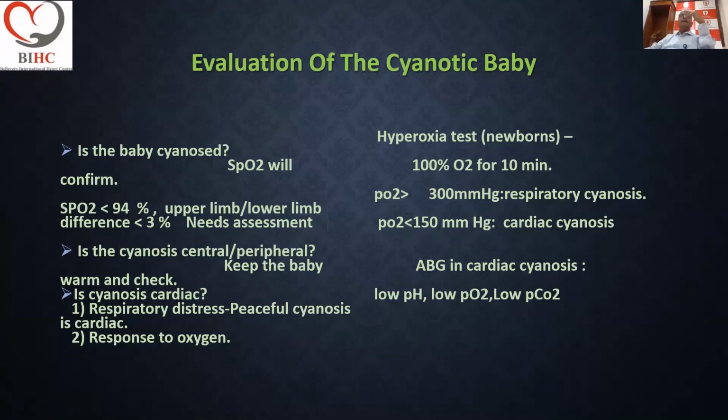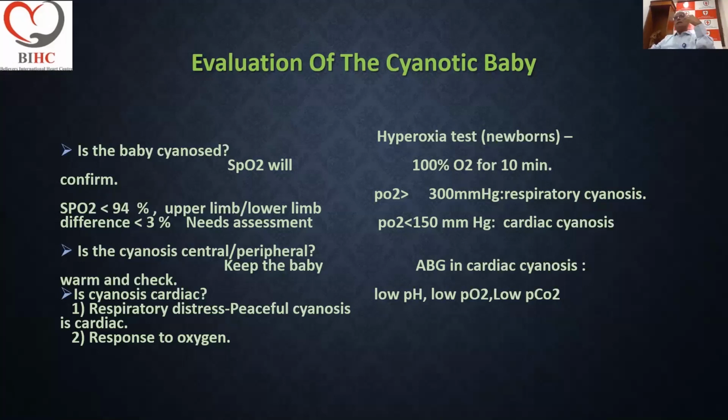In recognizing whether there is a differential cyanosis, you look at the difference in saturation between the upper limbs and the lower limbs. 3% or more difference in saturation is significant. Baby has failed the pulse oximetry test. Then when you have a doubt as to whether the cyanosis is central or peripheral, if you keep the baby warm, if the cyanosis is cardiac, you can find that it is still present, while a peripheral cyanosis will disappear.